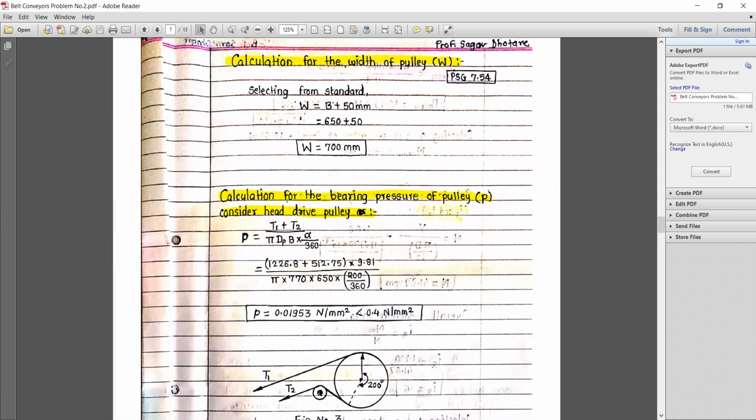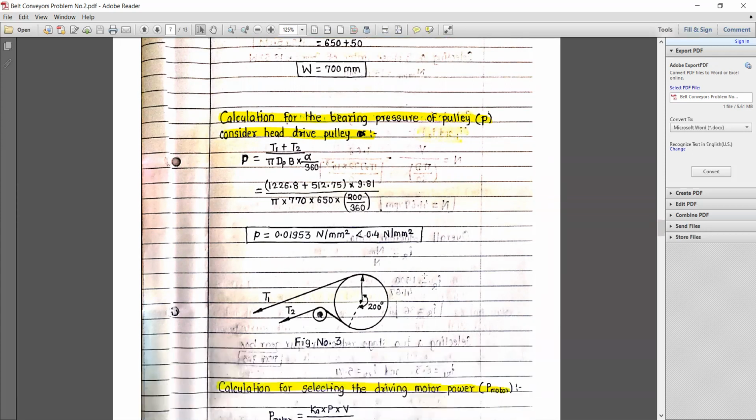Next step, the calculation of the width of the pulley. For that you can refer to page number 7.54, where the standard equation for the pulley width is given. W is equal to B plus 50, so the value of B, the belt width, is 650 plus 50. It means 25 mm from each side, which gives a margin so that the belt can be set properly. So the value of W is equal to 700 mm.